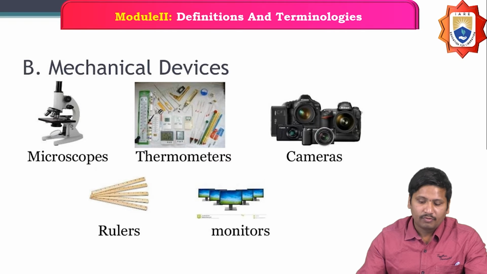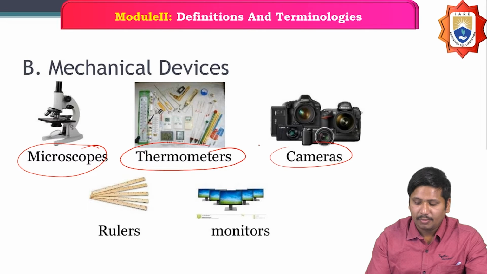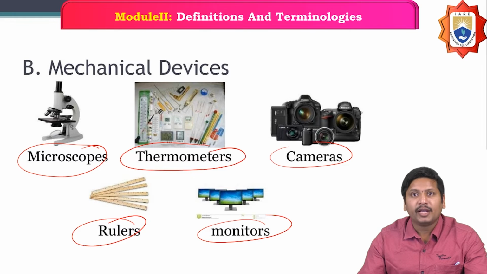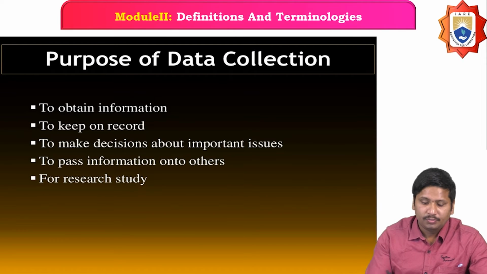So for that we have some, which will be microscopes, and then thermometers, cameras, monitors, and rulers. So these are some of the mechanical devices that are available to extract or to get the data through microscopes or thermometers or through cameras, rulers, and then monitors. And the next thing is, what is the purpose of data collection is the question.